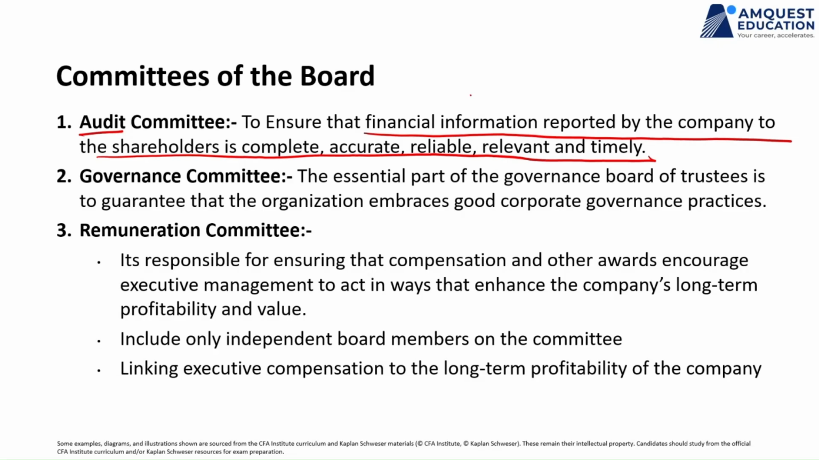So everyone in the board who has an expertise in audit, tax, finance, accounting, as I said, will be part of this committee so that they know whatever is happening is correct or incorrect, and whether there are some measures to be taken. So out of the board, you will take 3 members and possibly create an audit committee. Then the governance committee. They are responsible for governance, board of trustees, to guarantee that the organization embraces good corporate governance practices. So people with work experience in corporate governance, shareholder resolutions, etc., will be part of this committee.